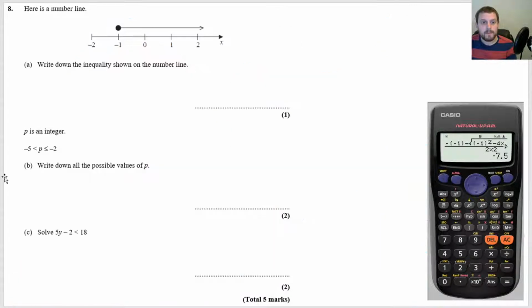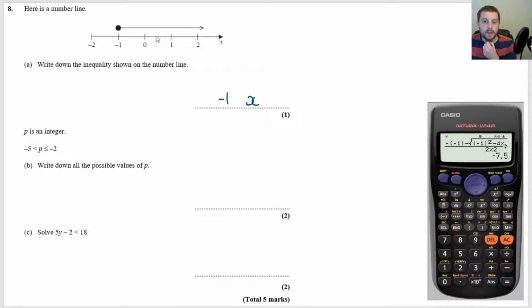Okay, next one. Number 8. So we've got a number line, and it says write down the inequality shown on the number line. Because that's a solid circle, so it's colored in, it's going to be either less than or equal to, or greater than or equal to. And we know that the number in the question is -1, and the letter is x. So we just need to figure out which way round the inequality is.